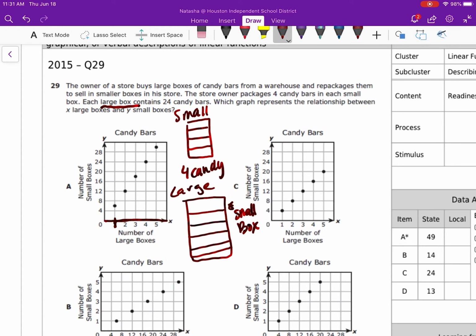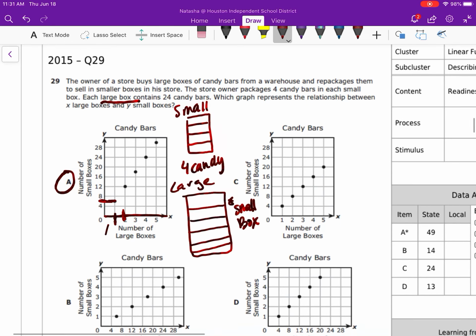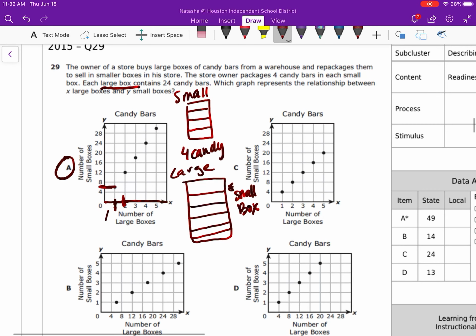So 1 is going to give me 6, so that matches. If I have 2, well, 2 times 6 is 12, so that matches. 3 times 6 is going to give me 18, so that matches. So I'm looking, answer choice A is looking pretty good to me. C is if you were to confuse and think that you have 1 and 4. So C is definitely not our answer choice.